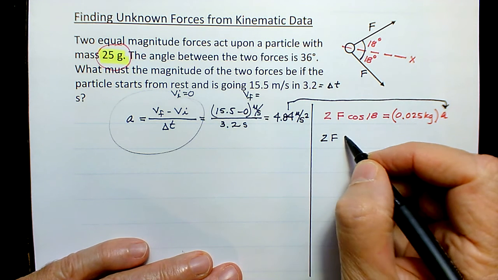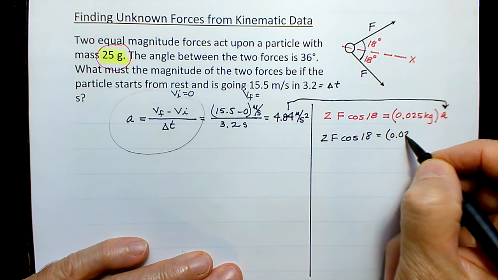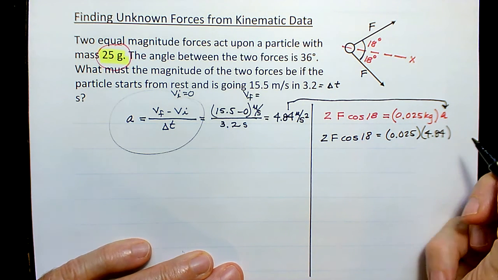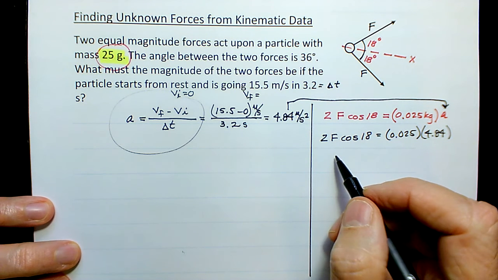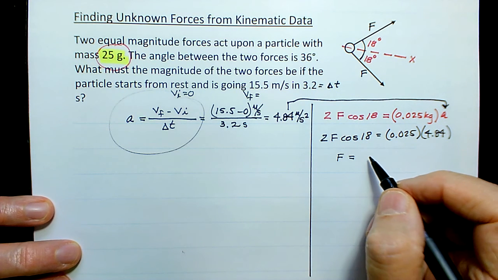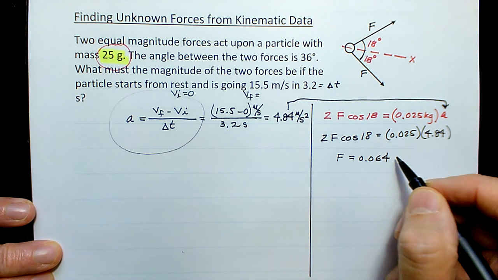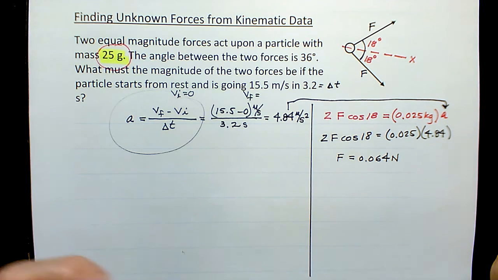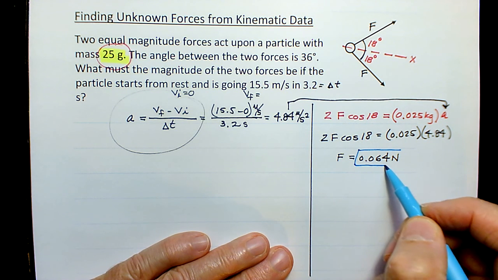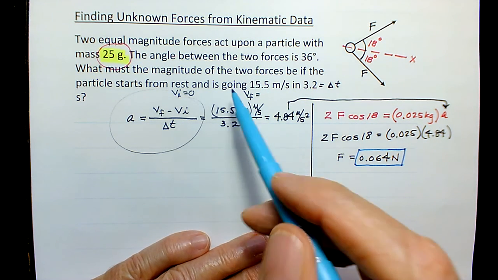So 2F cosine 18 is equal to 0.025 times 4.84. I've left off my units because they're consistent, and I know that the force is going to come out in newtons, which is a derived unit. And for newtons, I'm going to get 0.064 newtons for my final answer. So each of the two forces acting on the particle has to be 0.064 newtons for it to behave in this manner.